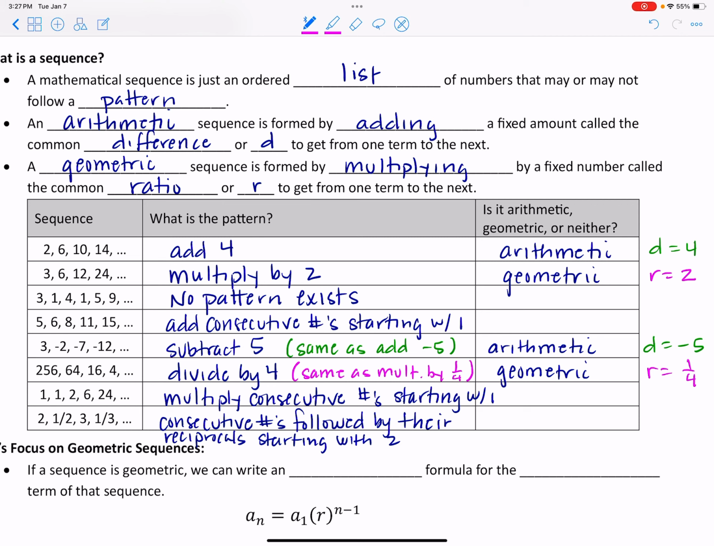Okay. And then we've got another multiply example down here. Oh, we talked about this one already. Okay, multiplying by consecutive numbers. So again, that ratio changes.